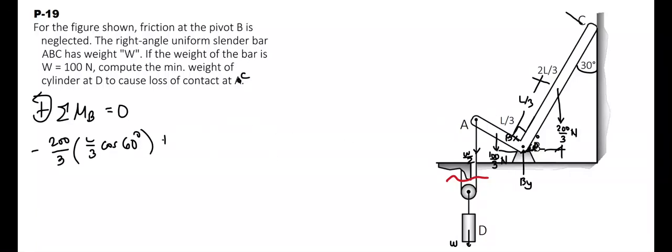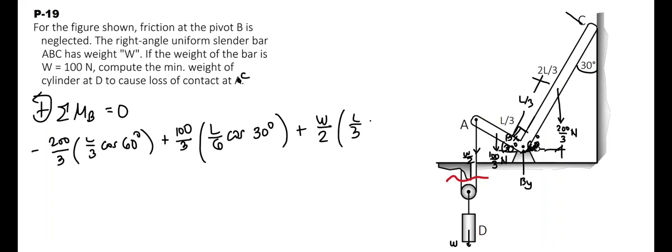and then plus the 100 over 3 Newton force that will induce a counterclockwise moment, so it's positive, times its moment arm distance, given that this is L over 3, therefore half of it is L over 6, times cosine of this angle, given this is 60 degrees, and this one here is 90 degrees, therefore the length left here should be equal to 30 degrees to get a sum of 180. So this is cosine of 30 degrees. And then plus W over 2, that will induce a counterclockwise moment, so it's positive, times its moment arm distance of L over 3 times cosine of 30 degrees, all equal to 0.